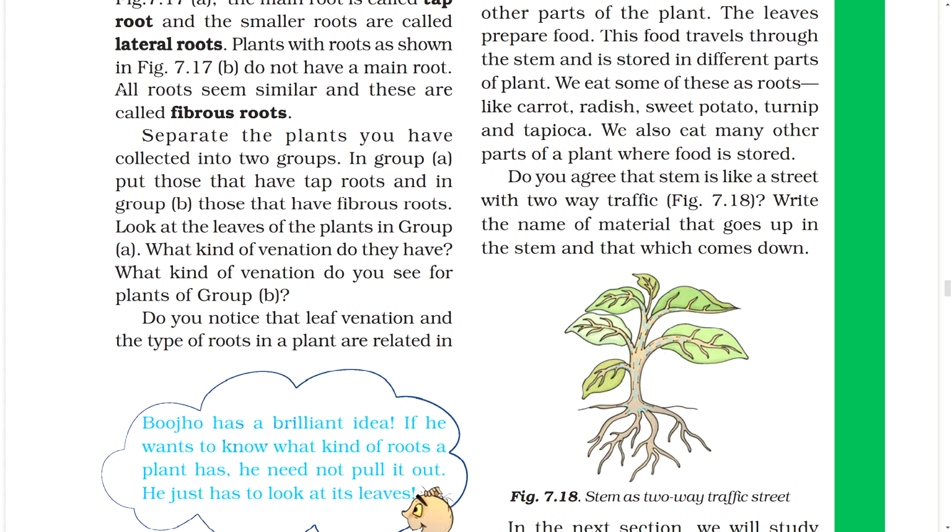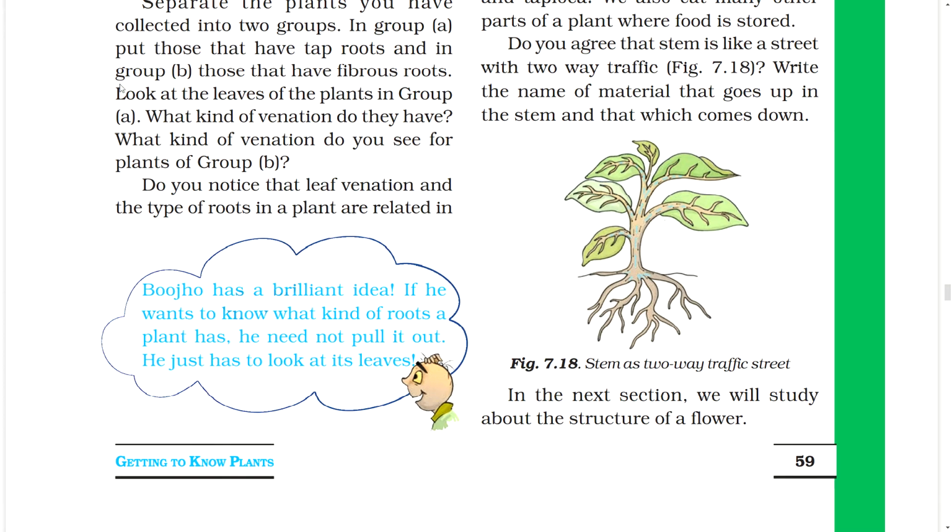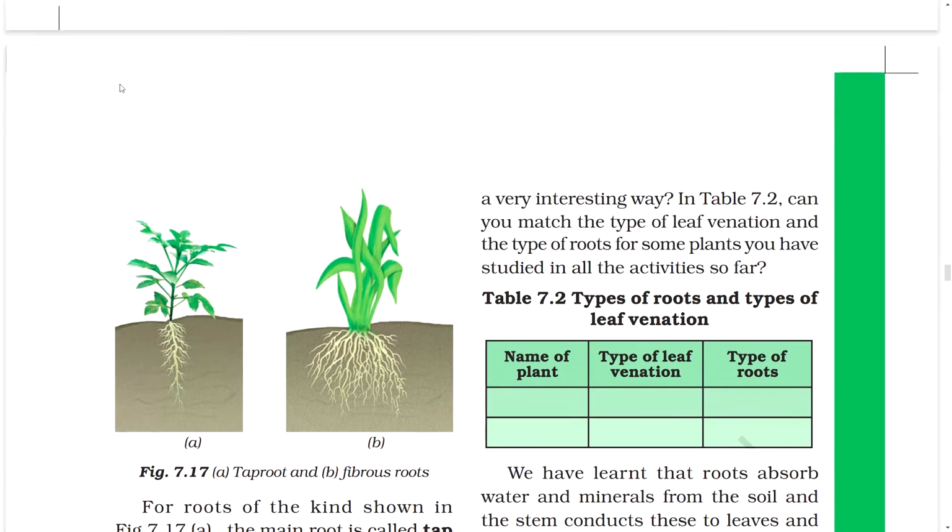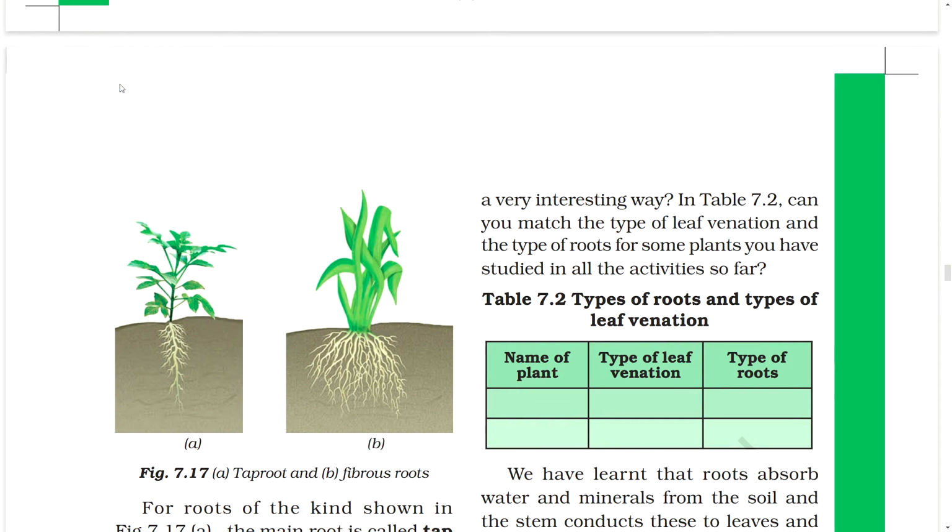Do you notice that leaf venation and the types of roots in a plant are related? Bojo has a brilliant idea. If he wants to know what kinds of roots a plant has, he need not pull it out. He just has to look at its leaves. A very interesting way.